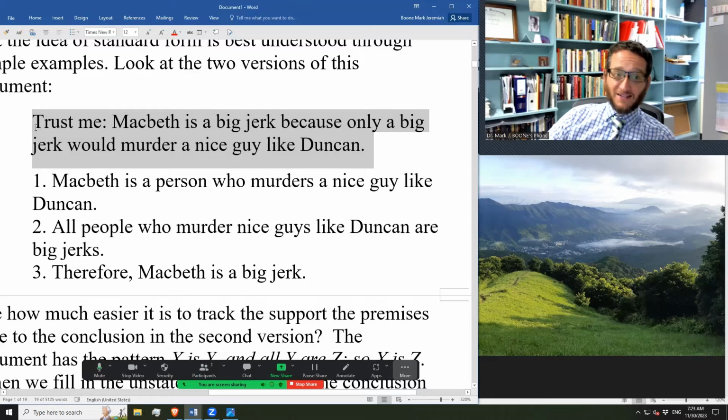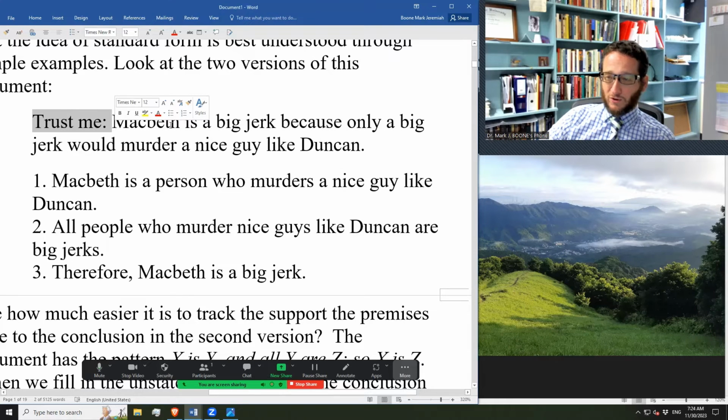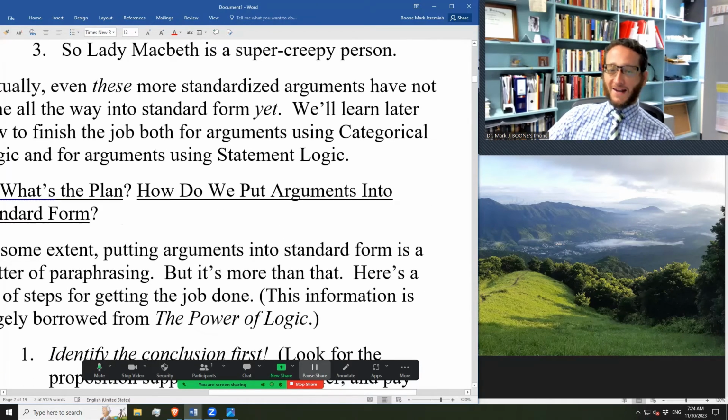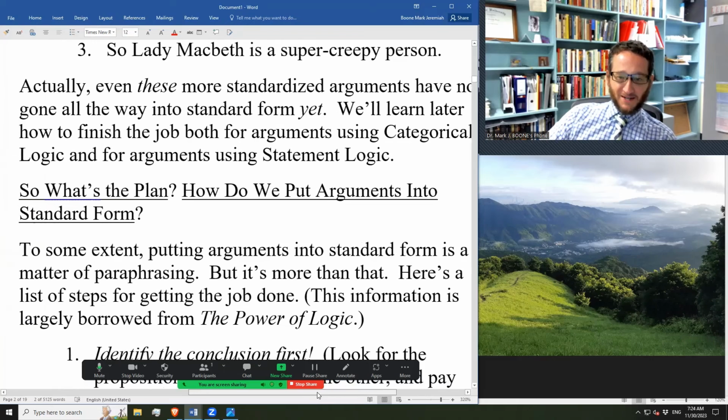I tell you that, and I say, trust me, because you're wondering after hearing how great he is from the first couple pages of the story. You're wondering, what? How is he going to be the bad guy? And I tell you, trust me, he's a big jerk. And then I explain why he's a big jerk. Only a big jerk would murder a nice guy like Duncan. And then you're like, what? He murders Duncan? Yeah, he does.